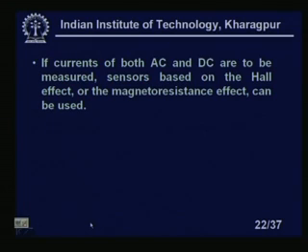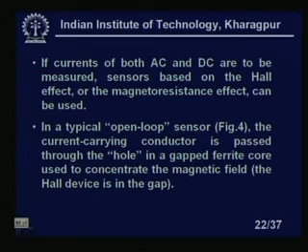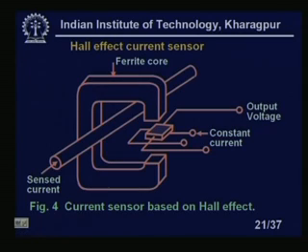If current of both AC and DC are to be measured, a sensor based on the Hall effect or the magnetoresistance effect can be used. In a typical open loop sensor, the current carrying conductor is passed through the hole in a gapped ferrite core used to concentrate the magnetic field. Okay, that is what we have shown. It is a gapped ferrite core.